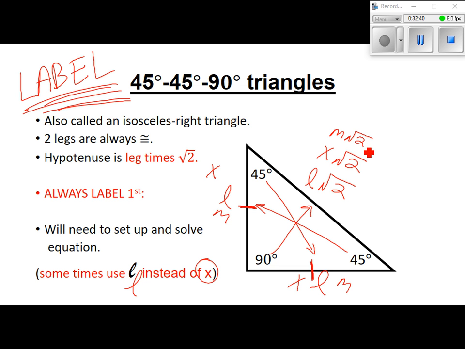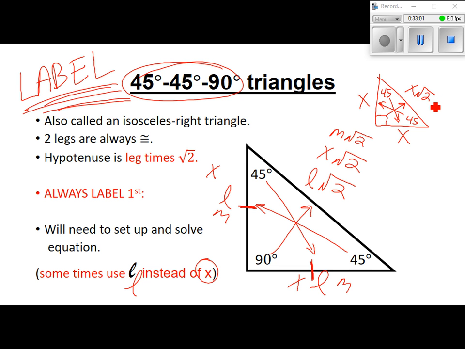What matters is that every time you see a 45, 45, 90 triangle, these two sides get labeled the same, and this side is whatever you put on these two sides times the square root of 2. It's that same thing every single time. Every time it's a 45, 45, 90 triangle, you've always got to label it first.